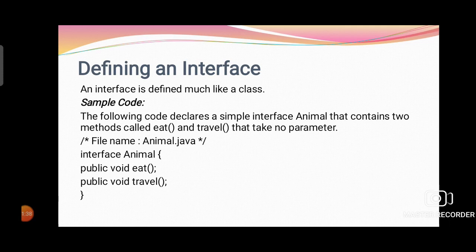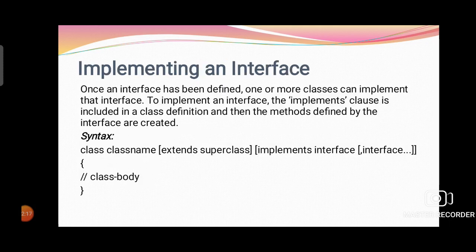We already said an interface is defined like a class, and the following is the example. Interface animal. Here we have created an interface with the name animal, so we have to use the keyword interface. Under the interface, similar to a class, we have declared two methods, public void eat and public void travel. So this is the way to create the interface. After that, when we want to access this interface in any other class, we have to mention the name of the interface. Now we are going to see how to implement an interface.